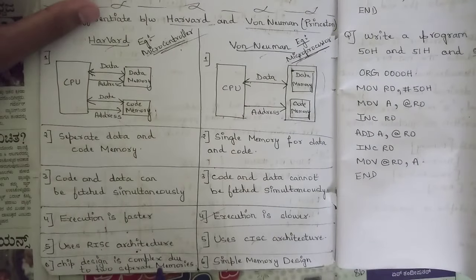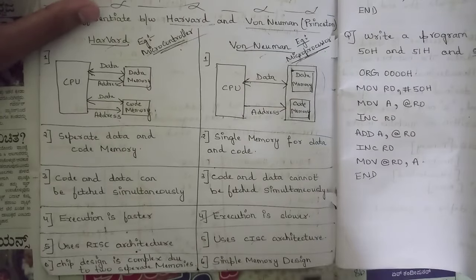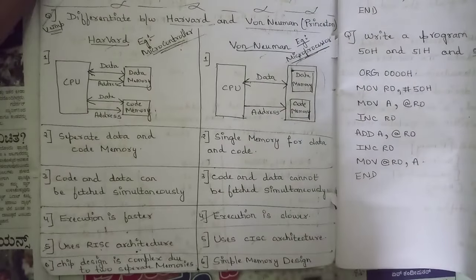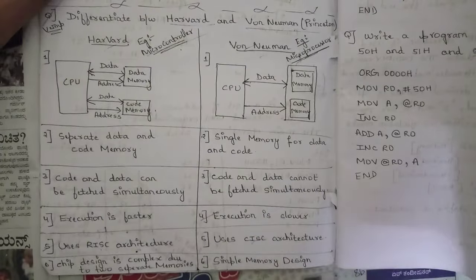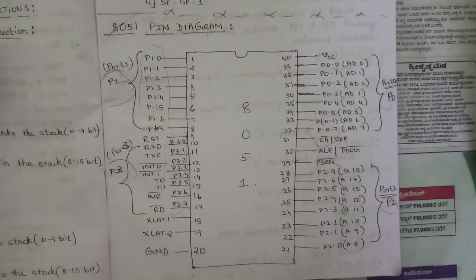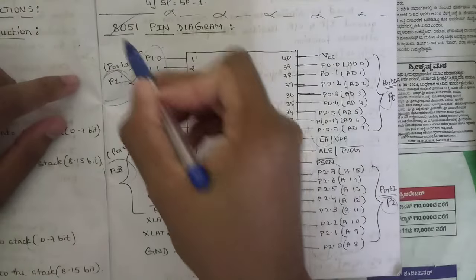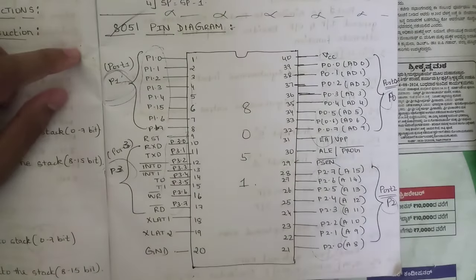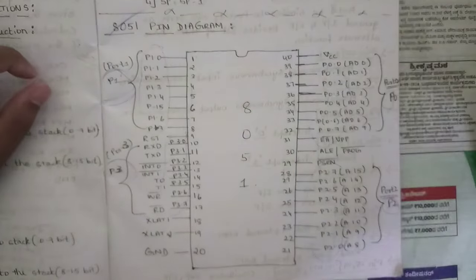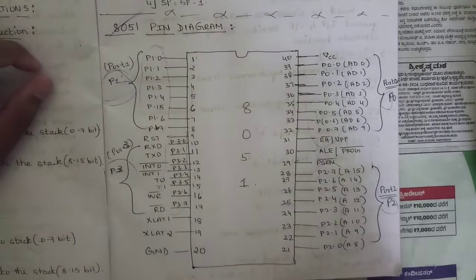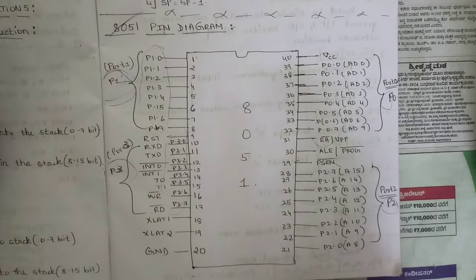Chip design is complex in Harvard due to two separate memories, and chip design is easy in von Neumann due to the simple memory. It consists of a single memory. That's why. So this is one more important question related to the difference between Harvard and von Neumann. And this is one more important question. Very important question, and a multiple times repeated question: give the brief pinout description of the 8051 microcontroller along with its pin diagram. Okay, yeah.